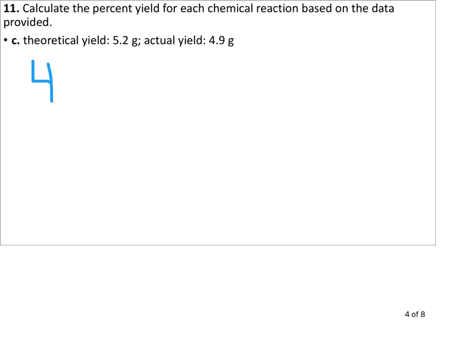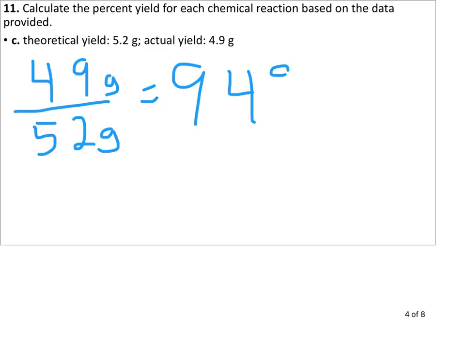Here we got 4.9 grams divided by 5.2 grams. Dividing, move our decimal a couple times, or multiply by 100, 2 sig figs, 94% yield.